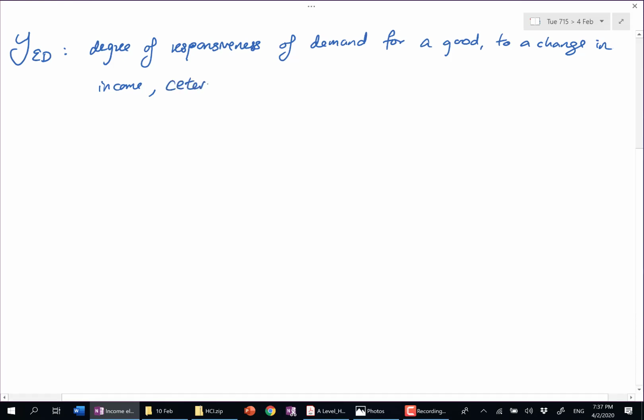Ceteris paribus. Whoa, Latin. Ceteris paribus means all else remains unchanged, all else remains constant. So this term really just means everything else stays the same. It's like you freeze everything else and only this thing is changing: income.